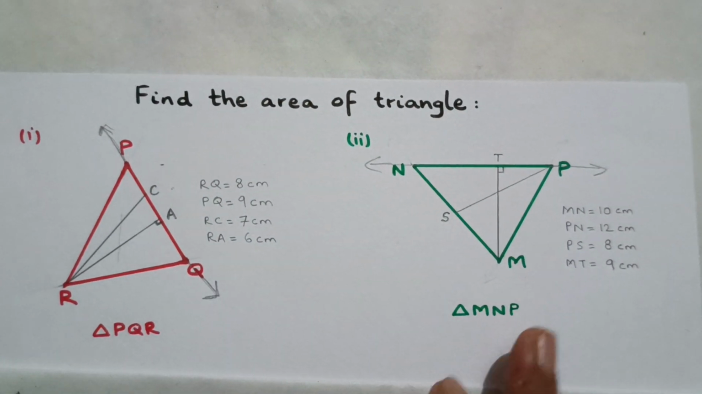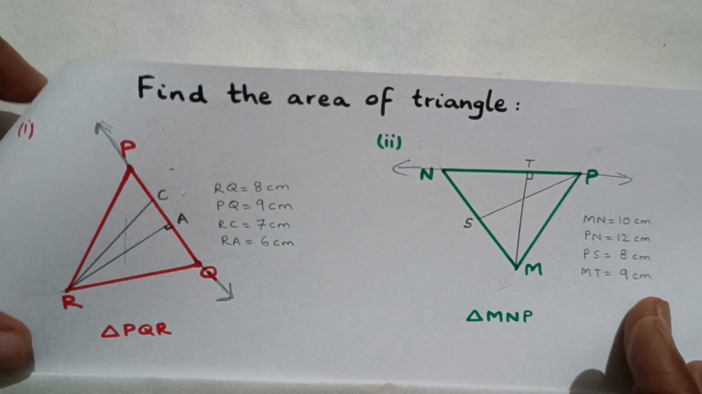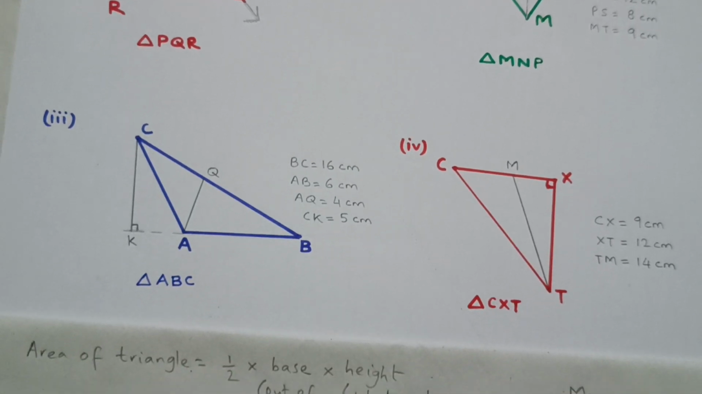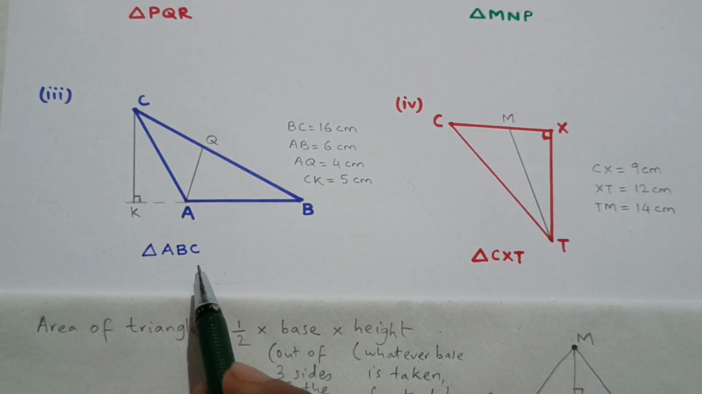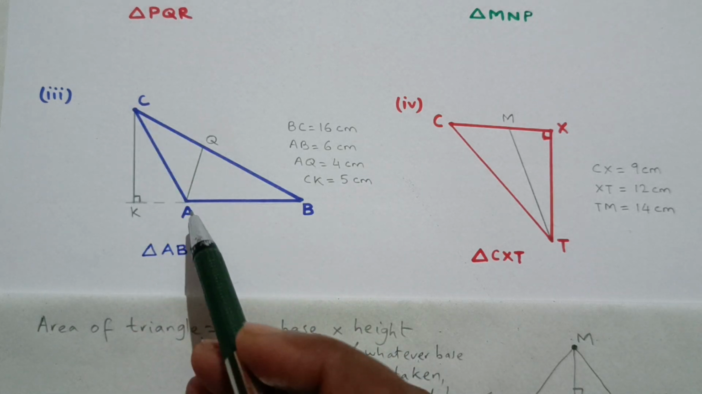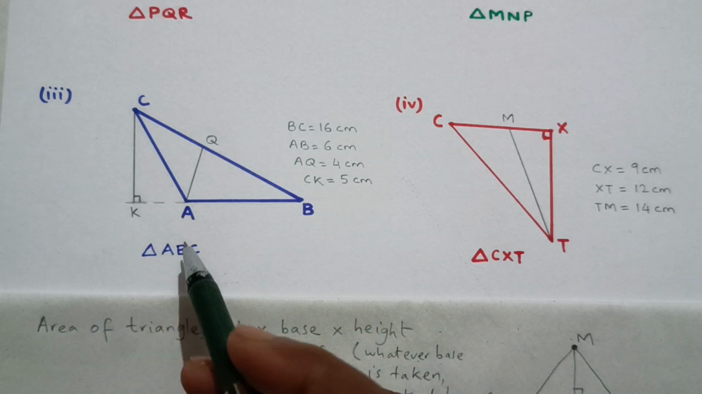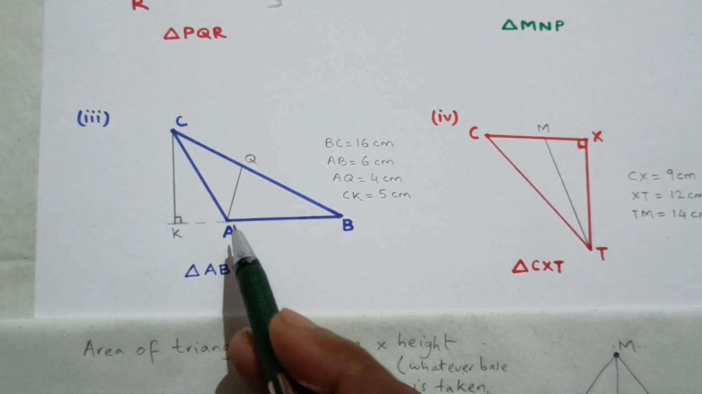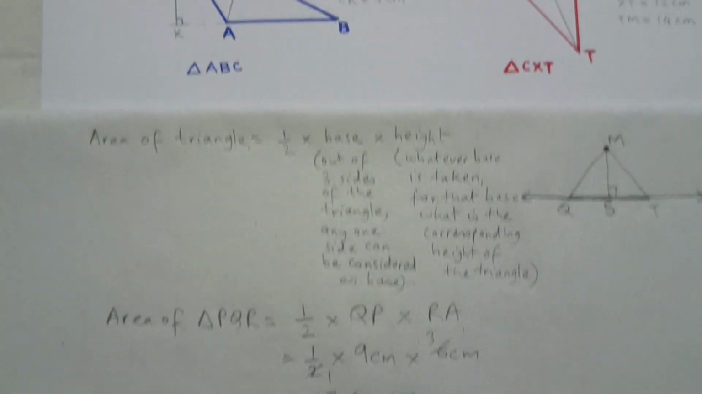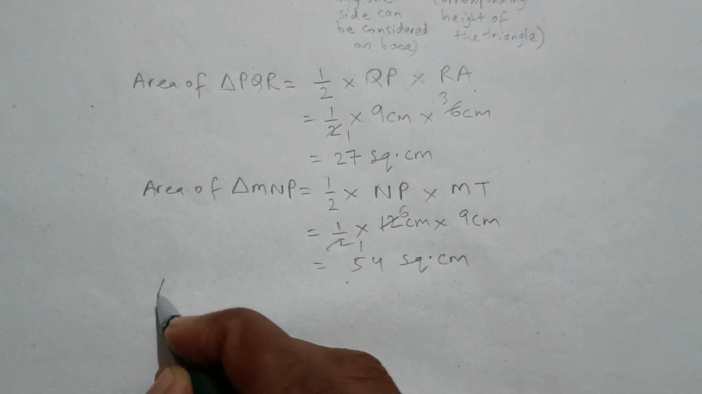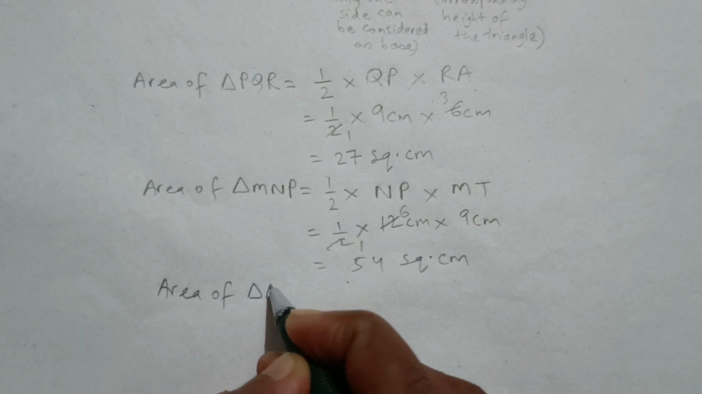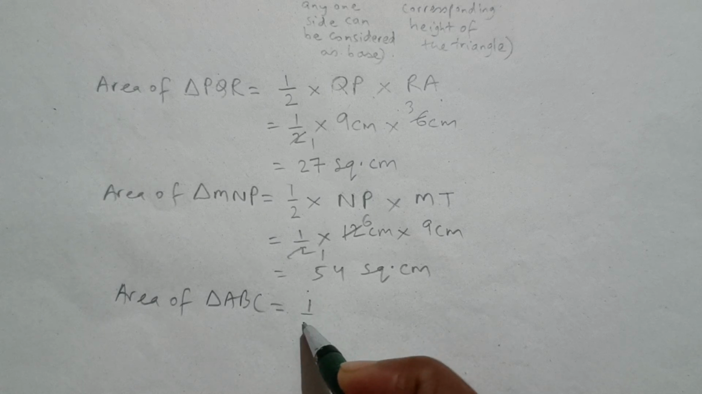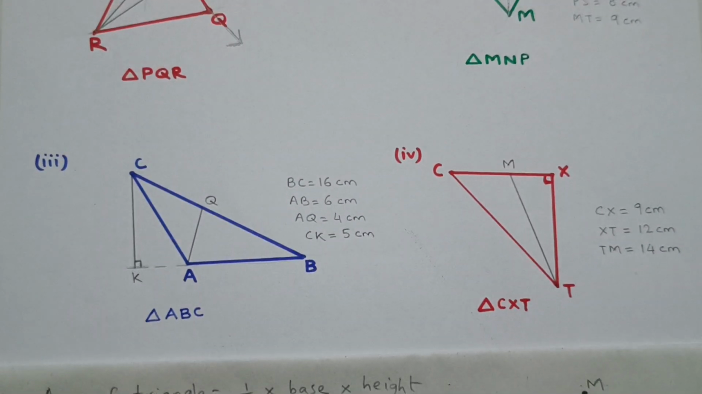Now let us go to question number 3. So in question number 3, we have been given triangle ABC, and we have to find the area of triangle ABC. So what is the area of triangle ABC? That will be half into base into height. So half into, now base and height we have to find out.